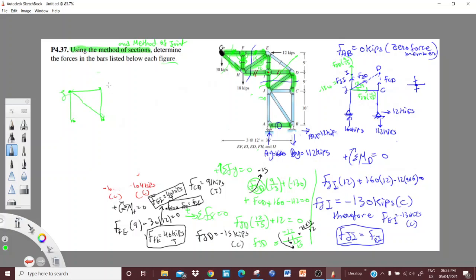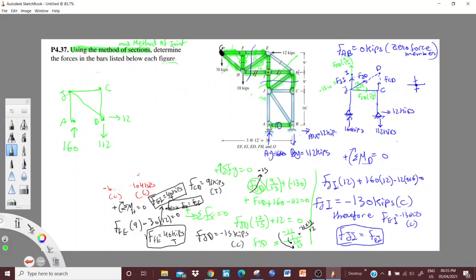Here's G, and here's C, and here's A. So we have here 160, and here 112. It is B. We have here 12 kips. Okay, no need to write it. 12 kips, since the diagram is small.